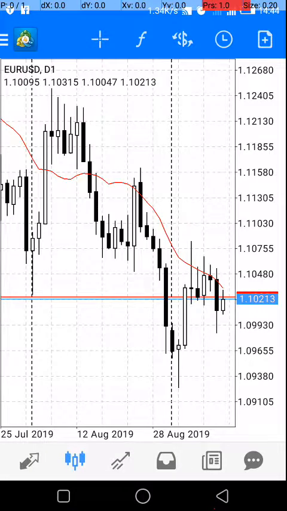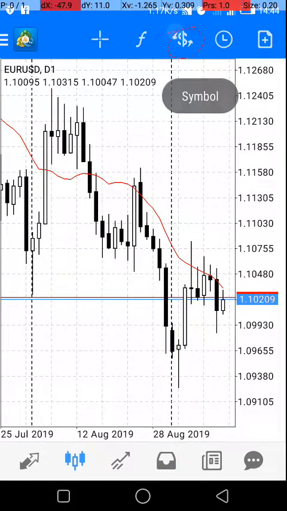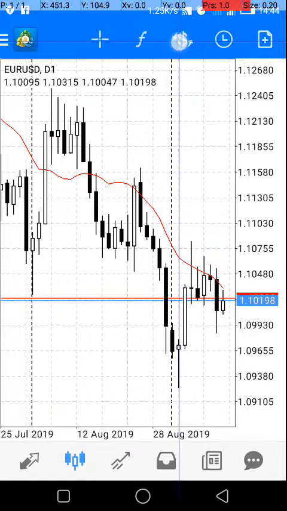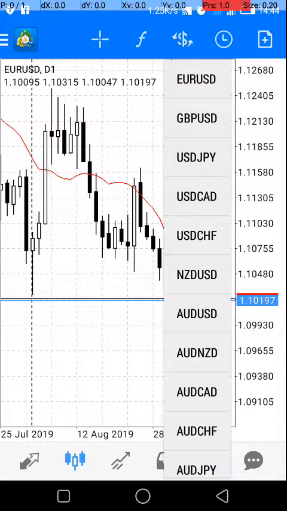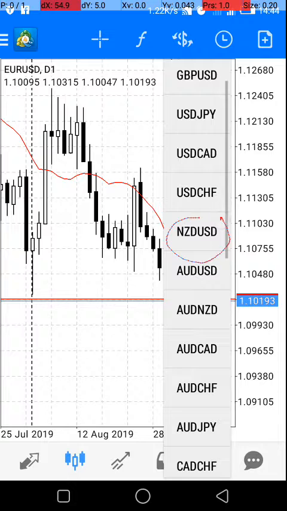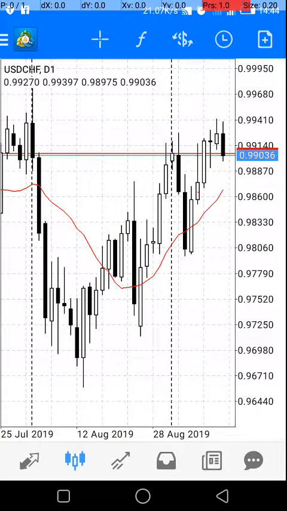Then you can see it's removed. Next to it is a dollar sign, which represents the symbol. This represents all the currency pairs that you have from your quotes. For example, if you want to switch from euro dollar to dollar Swiss, you can tap this one, dollar Swiss, and switch to dollar Swiss. It means you're in the graph for dollar Swiss, and anything you do there, you're dealing with dollar Swiss.